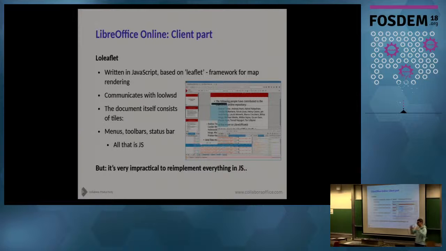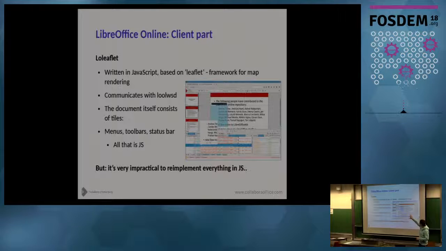OpenStreetMap, for example, is using that, and the entire map is split into small images. Like here, this is one of the tiles. You can see it here, and the document is composed from that. So basically, even though you are seeing a document that has text there, it is not text that would be in the browser. It is just a set of images that is composed together to look like text. This Lool Leaflet communicates with the server part using WebSocket.